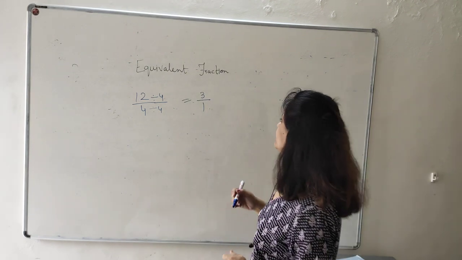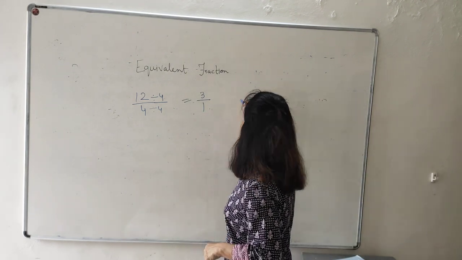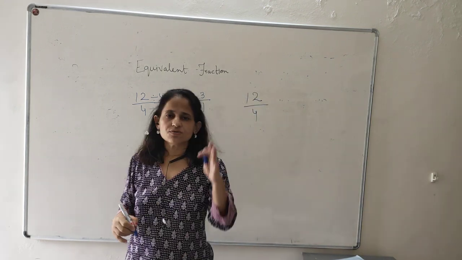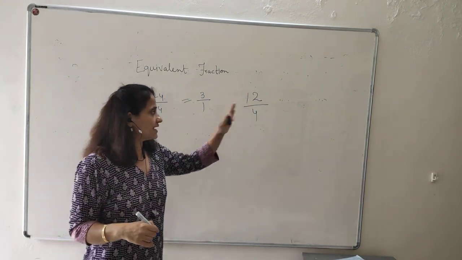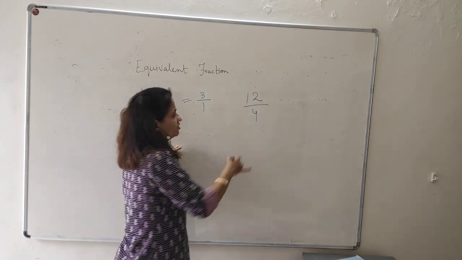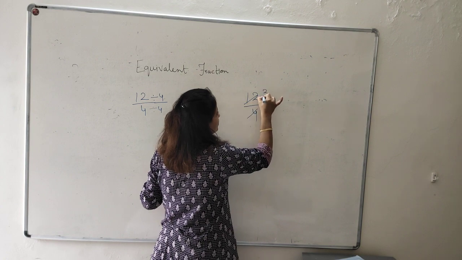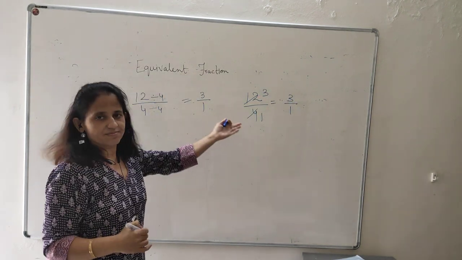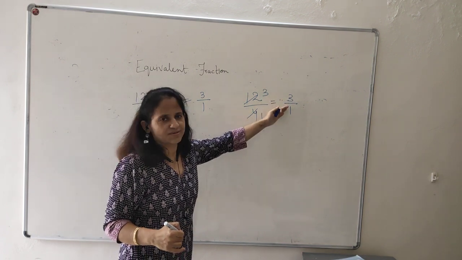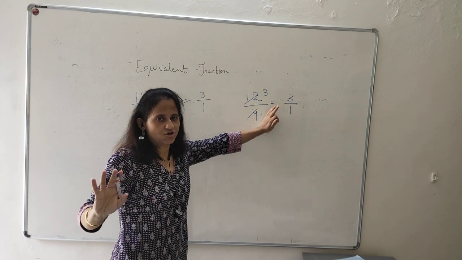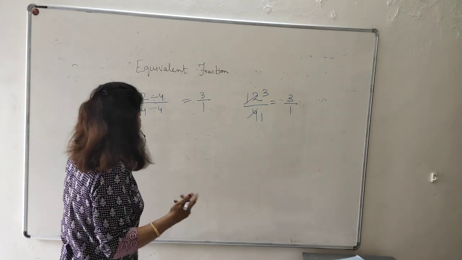Now let's see how we do the cutting method. For example, I have 12 upon 4. In my mind, I know that the common factor between 12 and 4 is 4. So 4 ones are 4, 4 threes are 12. So here it is 3 upon 1. Wasn't it this simple? So this is the simplest form. There are no more common factors between 3 and 1, so I stop here.